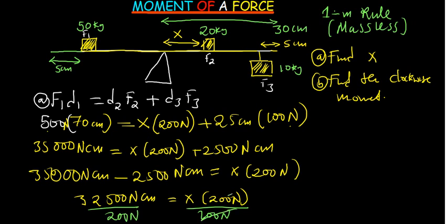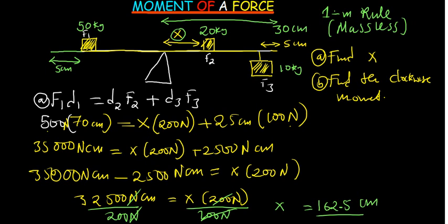So this will cancel with this. So x is going to be equal to, the newton is going to cancel with the newton, 32,500 divided by 200. That is going to give us 162.5. The unit which has remained is what? Is a centimeter. Correct. So that is it for this question. So the distance x here is going to be 162.5 centimeters, though this is a made up question.